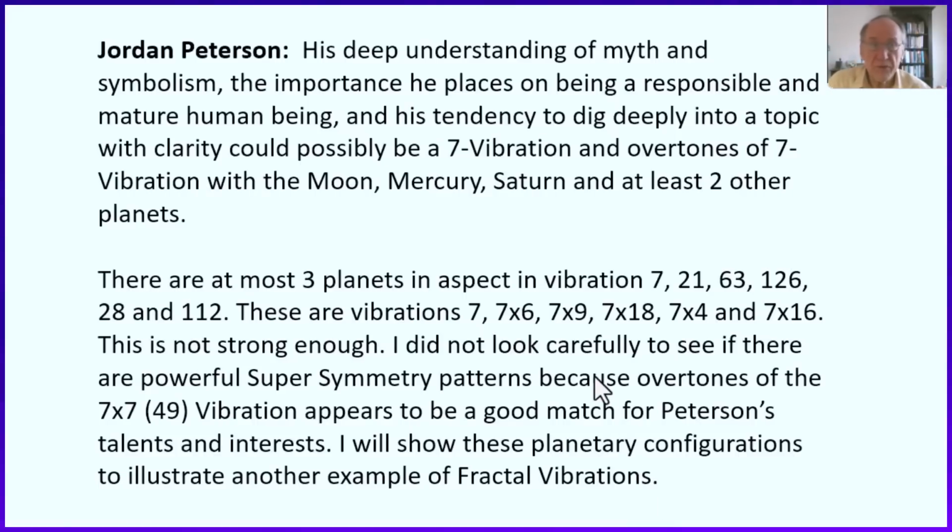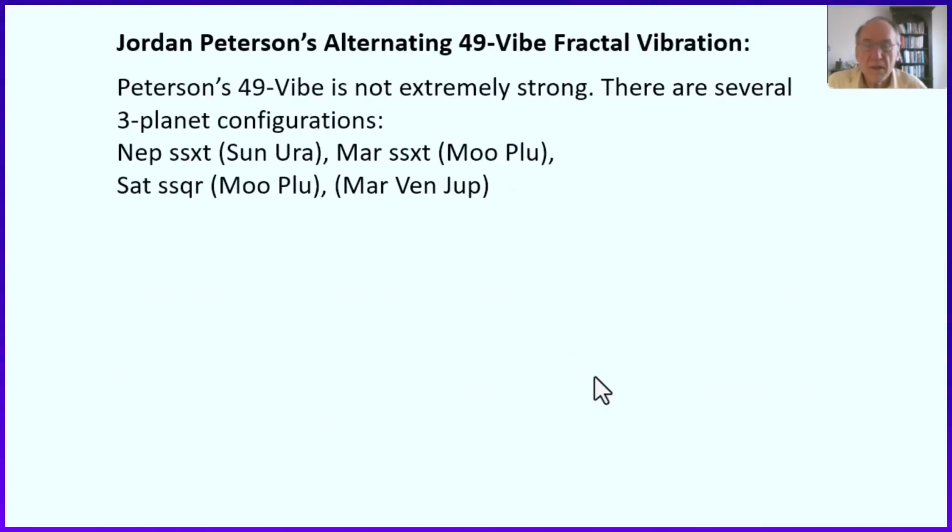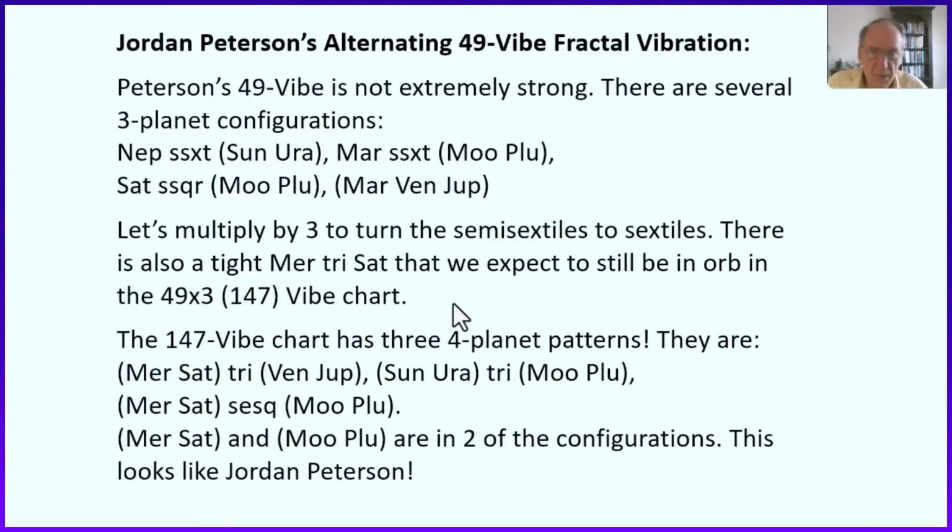Now I can also look at supersymmetry patterns. Those are midpoint patterns. I didn't do that. Philip had noticed something with 49, and so far I'm not satisfied with what vibrational astrology is telling me about Jordan Peterson. Yeah, he's got the 7 vibe, but he must have more. The vibrational astrology so far is not working completely clearly. So, we look at the 49 vibe, and let's multiply by 3. We can multiply by 4. Either one would work.